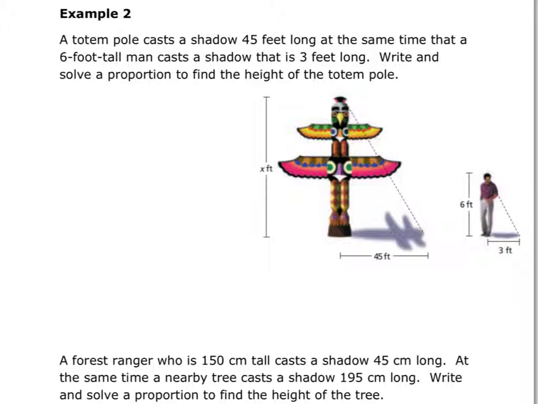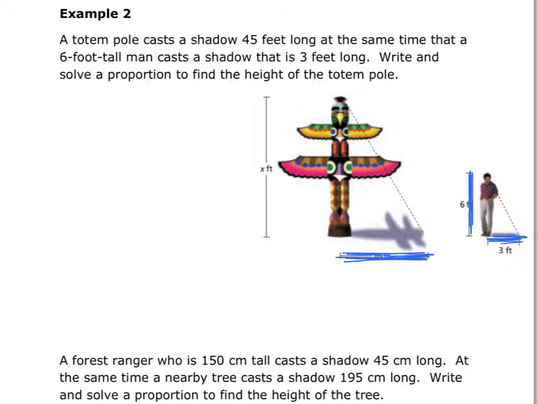In example 2, a totem pole casts a shadow 45 feet long. So notice the shadow of this totem pole is 45 feet long, at the same time that a 6-foot tall man casts a shadow that is 3 feet long. Write and solve a proportion to find the height of the totem pole.